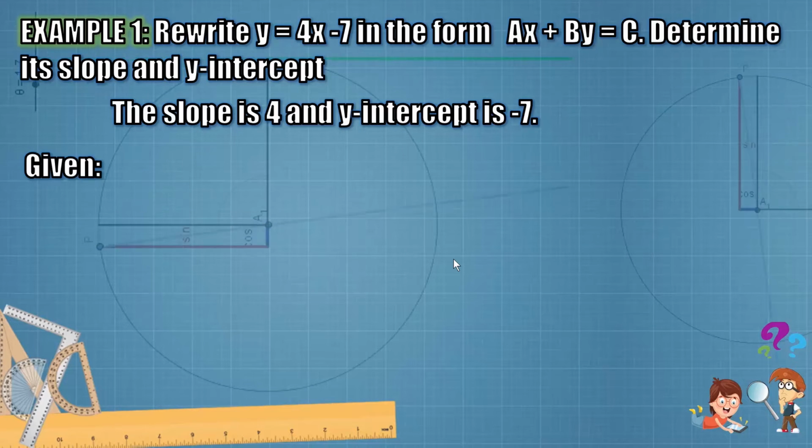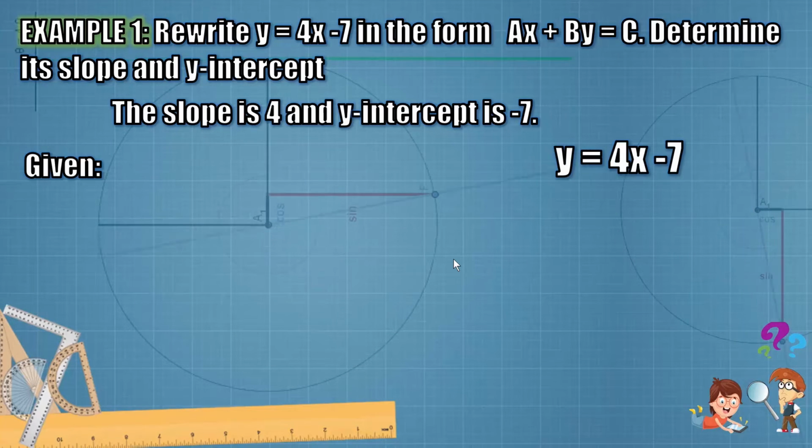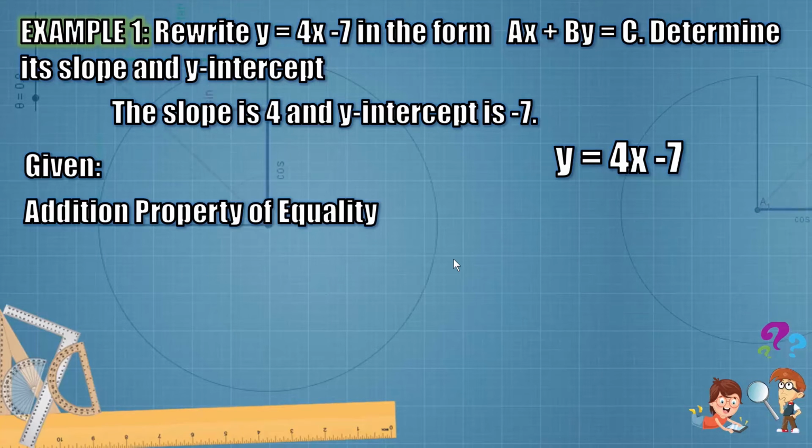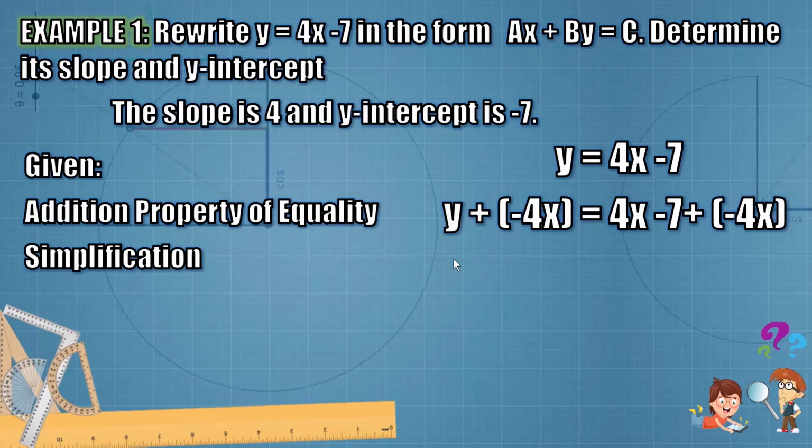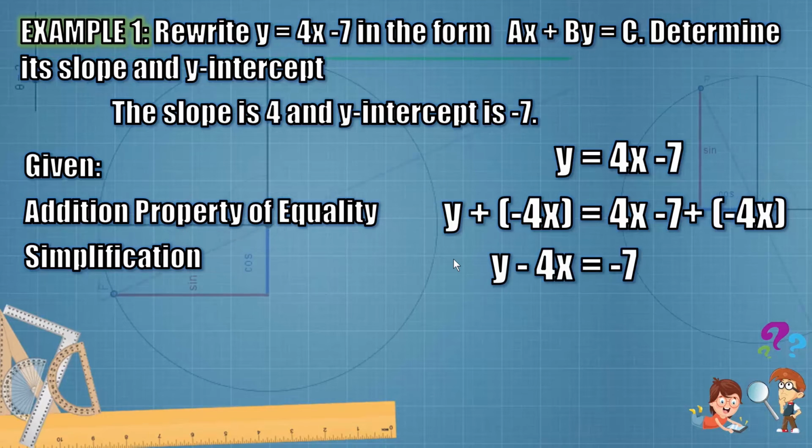To write it on standard form, let us take a look on this procedure. The given is y is equal to 4x minus 7. To isolate the constant on right side of the equation, we need to remove 4x. By using addition property of equality, we have y minus 4x equals negative 7. Next is arrange the equation. Expression with variable x should be the first term.